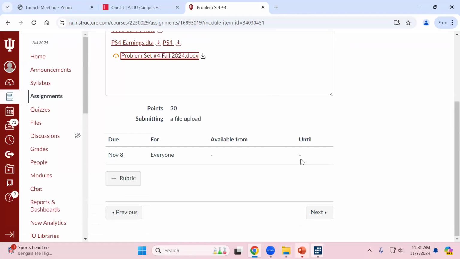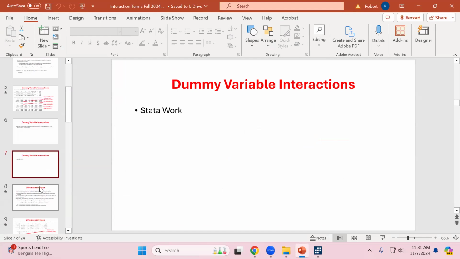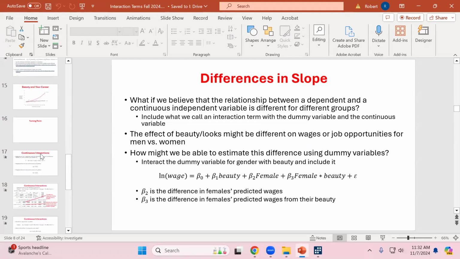Some of you, like I said, might have already figured it out. We did talk about it, but I didn't show you explicitly how we would work through it. So today we are going to talk about interaction terms, which we've covered with dummy variables, and dummy and continuous variables. Where are we at? Right here.